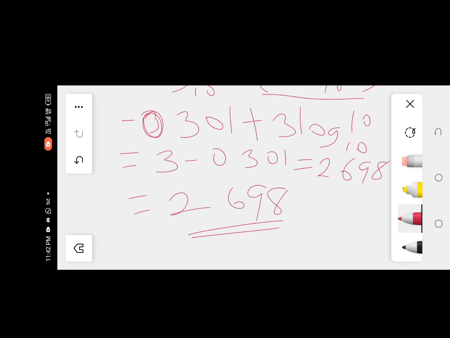So before I leave, let me give you this work to do. Now, calculate for me without using a scientific calculator. You are going to calculate the logarithm of 0.02. What will be the answer? Logarithm of 0.02 without using a scientific calculator.